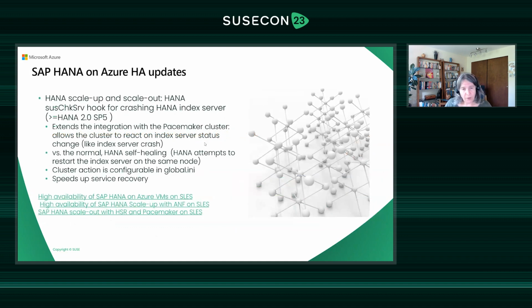Now, let's shift our attention to an update which pertains to the high availability configuration for SAP HANA. There is a new hook which was released. It's called SUSChkSrv hook, and it addresses a problem as follows.